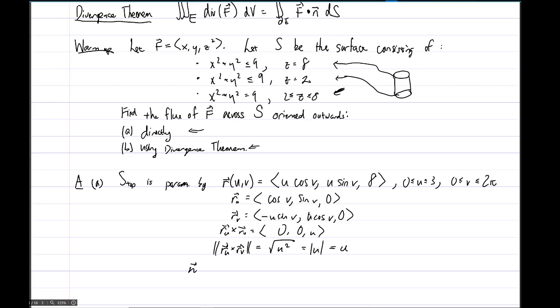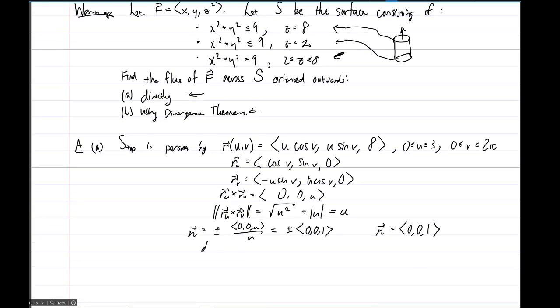For an orientation, it should be plus or minus this 0, 0, u vector divided by u. So in the end, it's either going to be plus or minus 0, 0, 1. Now we could have just really seen this from the picture that for the outwards, outwards here is going to be upwards for the upper surface. So in this case, we really are going to need the 0, 0, 1 vector there. Okay, and so then in this case, dS is going to be this u right here times du dv. Okay, let's take a look at the surface on the bottom.